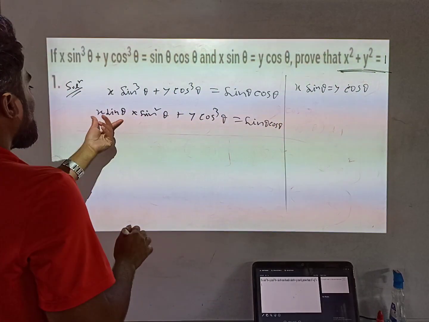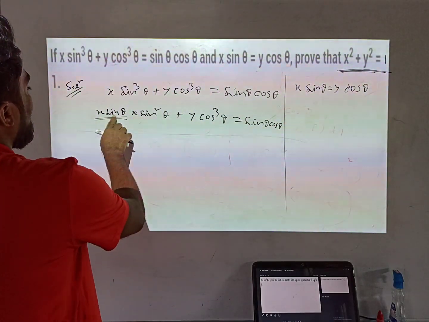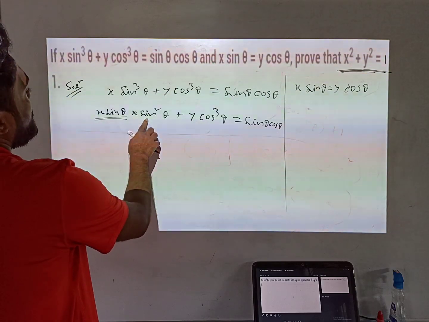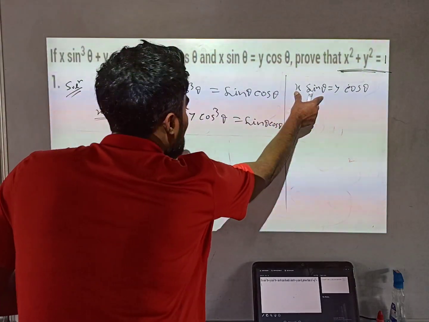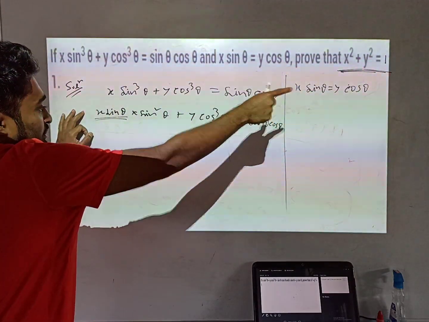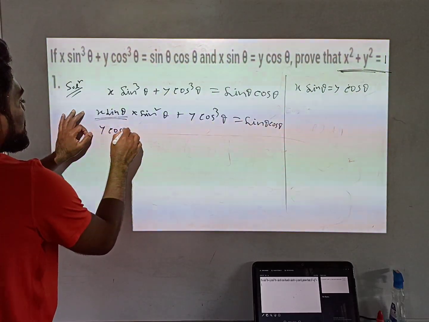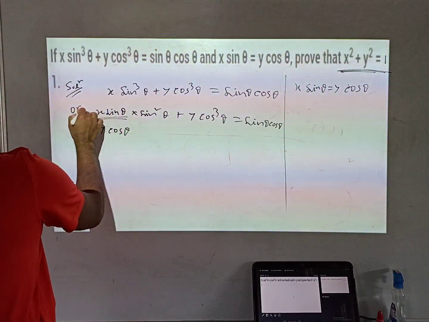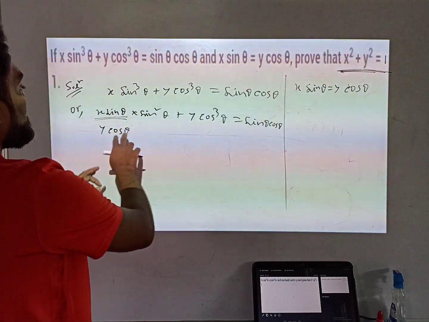Okay, after that, in place of x sin theta, see, x sin theta into sin square, so sin into sin square, that is sin cube. So now in place of x sin theta, I will use y cos theta. Are you getting my point? Why are we doing so? Because we are reducing the number of variables.